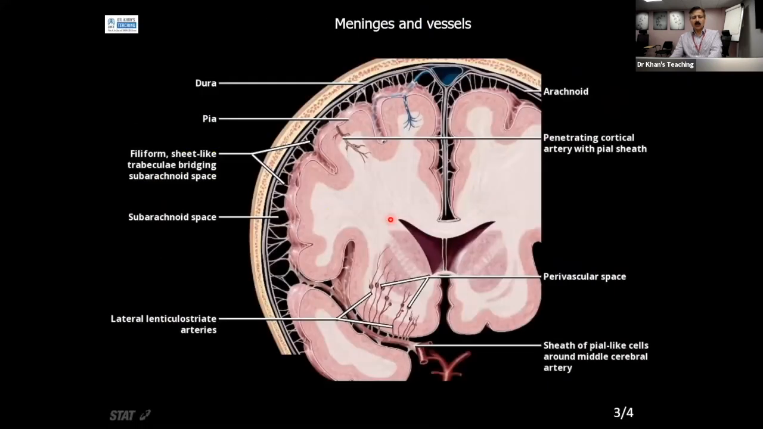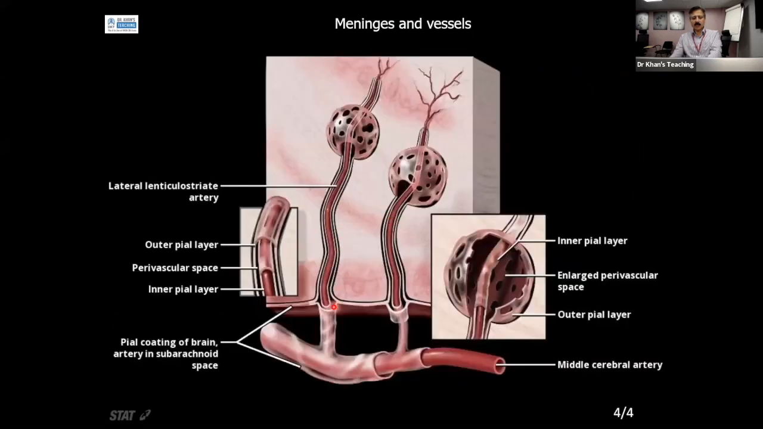Now, as the vessels pass into the brain, there is perivascular space around it, and so sometimes there are enlarged perivascular spaces. And you should know that this is normal and of no concern.